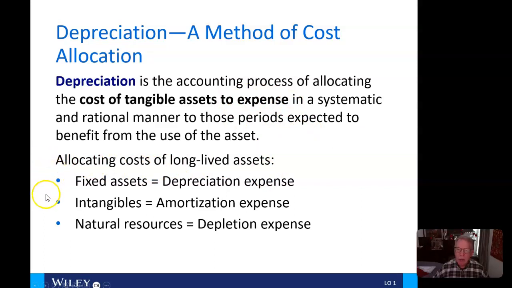Okay, allocating costs to long-lived assets. Fixed assets, we're going to use depreciation expense. If it's an intangible asset, and I think, as you would know, that's copyrights, franchises, patents, trademarks, those kinds of things, we're going to amortize that expense if that intangible has a long-lived life, but not an indefinite life. Like land, we will not amortize intangible assets if they have an indefinite life. And then natural resources, here we're going to use the term depletion expense as we use up those natural resources.